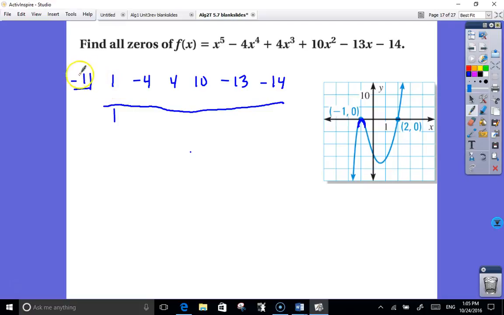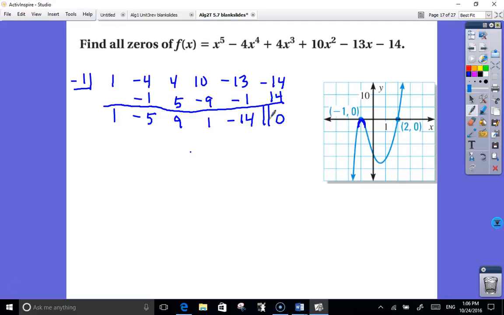Bring down the 1. Negative 1 times 1, negative 1, negative 5. Negative 1 times negative 5, positive 5, 9. Negative 1 times 9, negative 9, add. Negative 1 times 1 is negative 1, which is negative 14. And then negative 1 times negative 14 is 14. So we got a remainder of 0, which we expect.